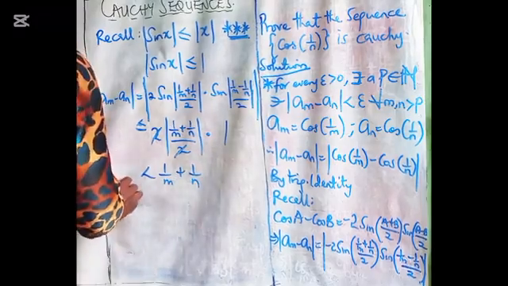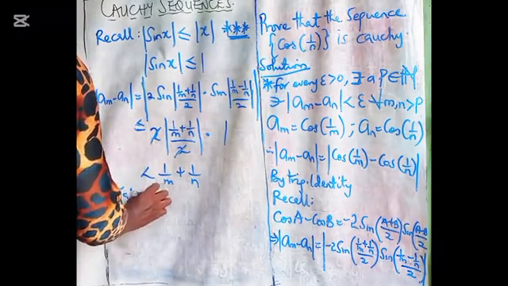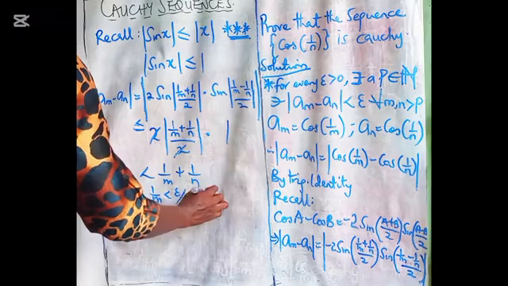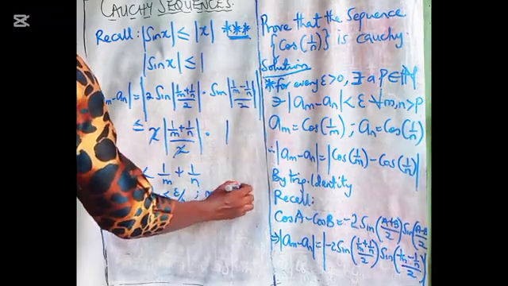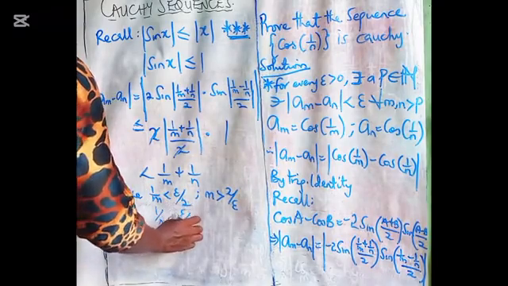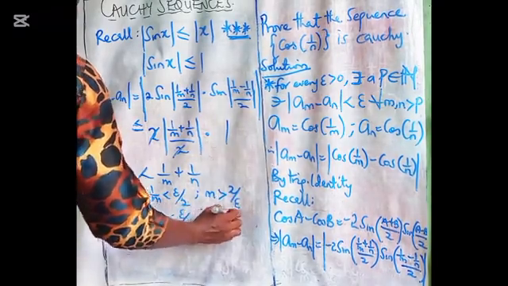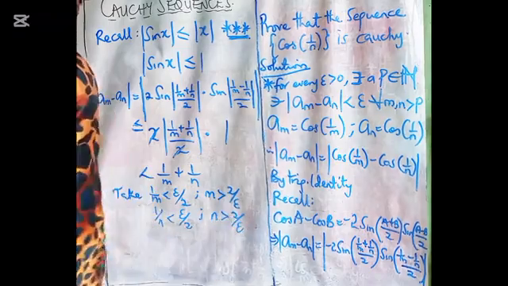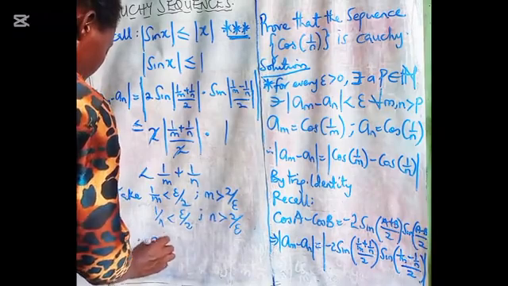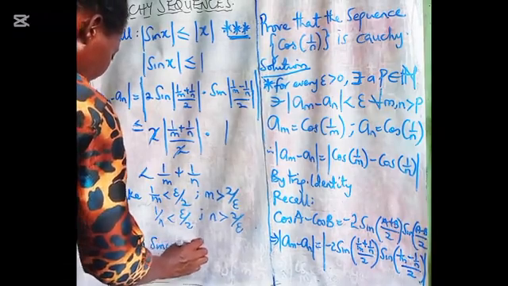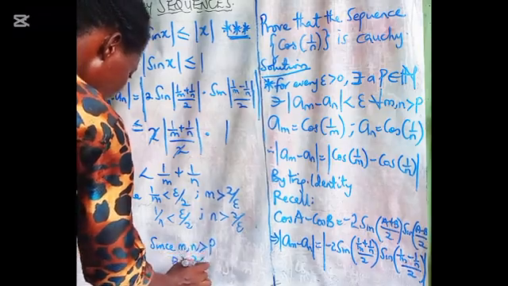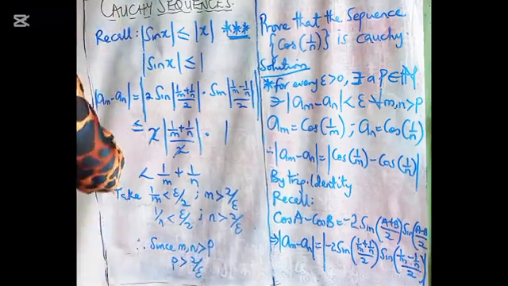Again, we take 1 over m to be less than epsilon over 2, which gives us m to be greater than 2 over epsilon, and also 1 over n to be less than epsilon over 2, which gives us n to be greater than 2 over epsilon. Therefore, since m and n are greater than p, our p will be greater than 2 over epsilon.